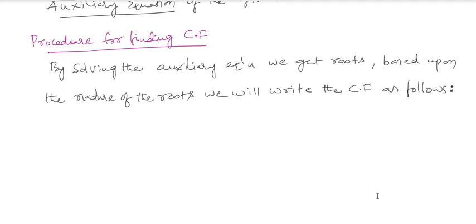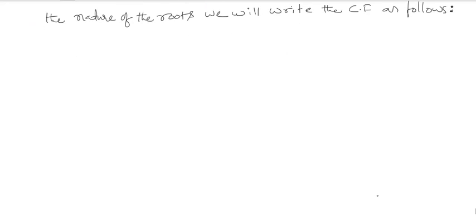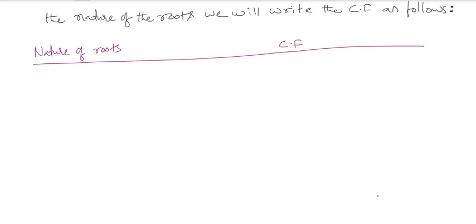Suppose, I'm just assuming the nature of the roots. First, let me take the left-hand side as the nature of roots, and here I'm representing that as a complementary function. So the first case: the nature of the roots may be real and distinct. Distinct means different. For example, D equals some m1, m2 and m3, I'm taking.